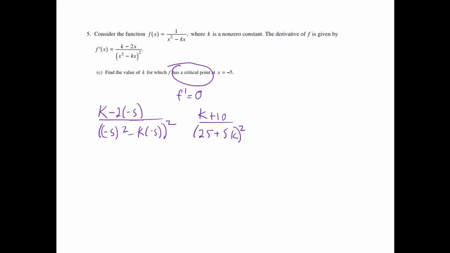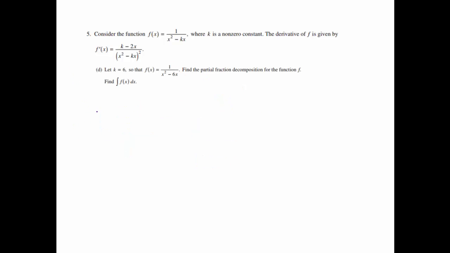And then from here, if I would like a critical point at x equals -5, we are going to set the numerator equal to 0. So I'm going to figure out where that would equal 0. That would be at k equals -10. And so from there, we know that f has a critical value there. So that was just worth 1 point. Alrighty. So just one.